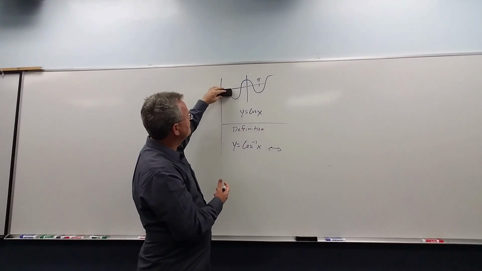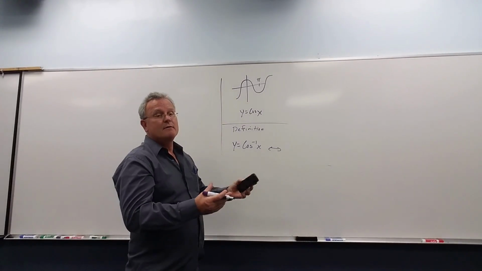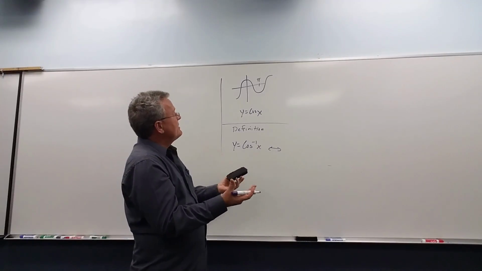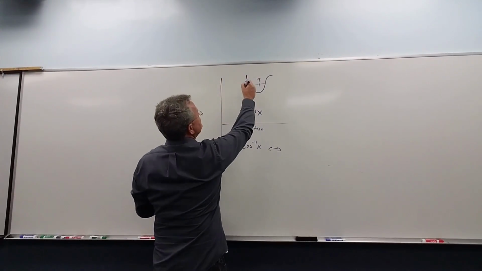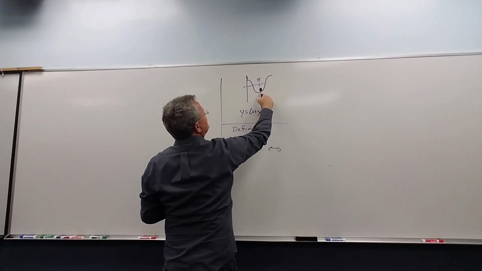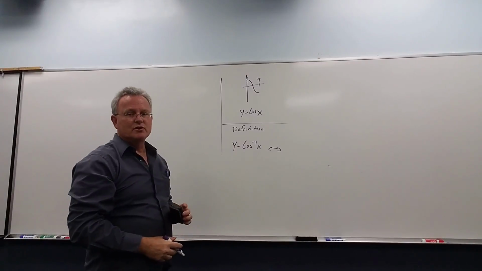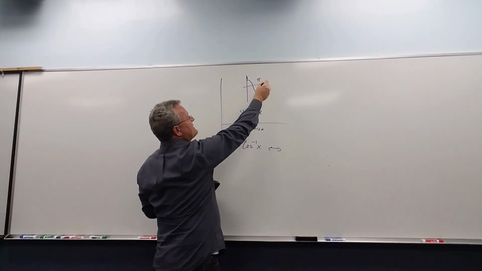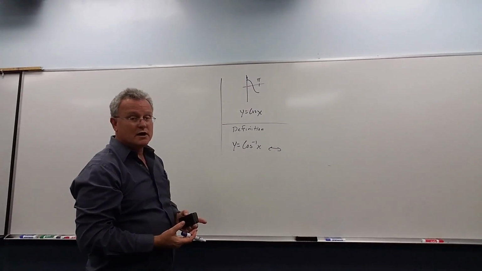We could pick several different choices. We could go from negative pi to pi. But by convention, what everybody does is to make this 1 to 1, we go from 0 to pi. So we only consider this part of the cosine graph. That passes the horizontal line test, which means that is 1 to 1.